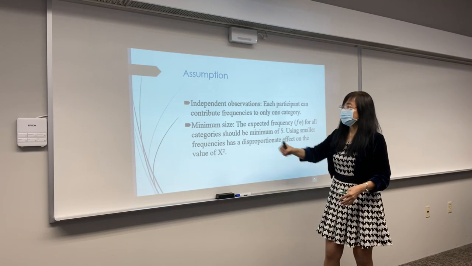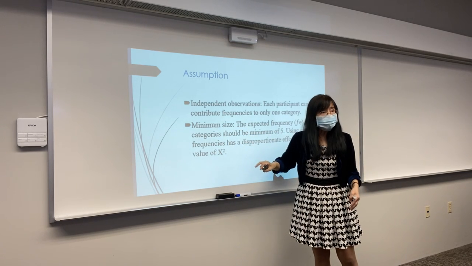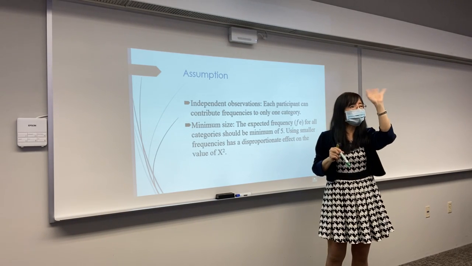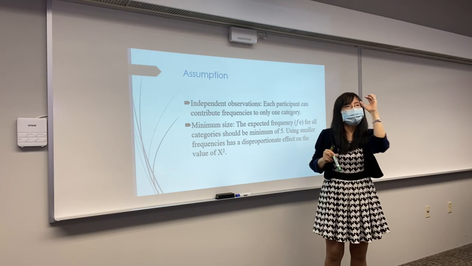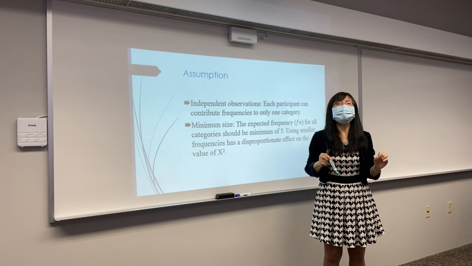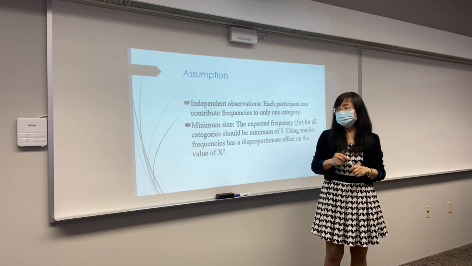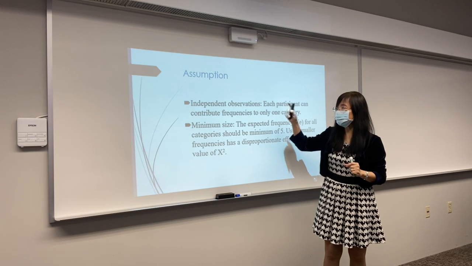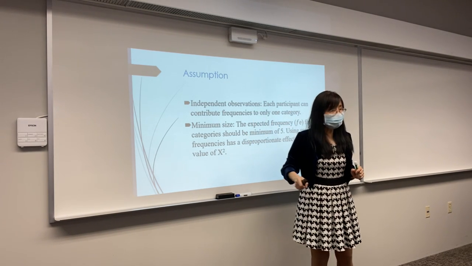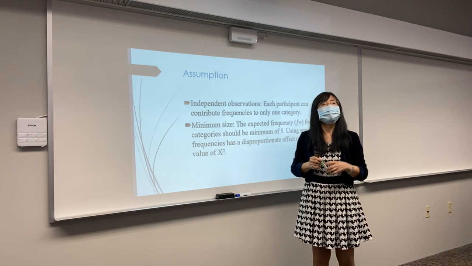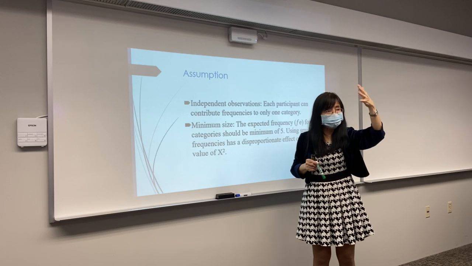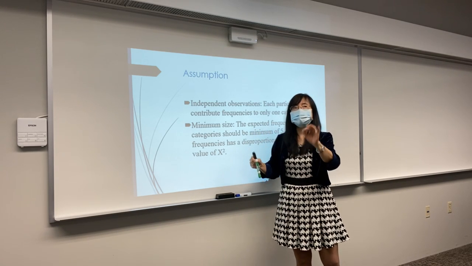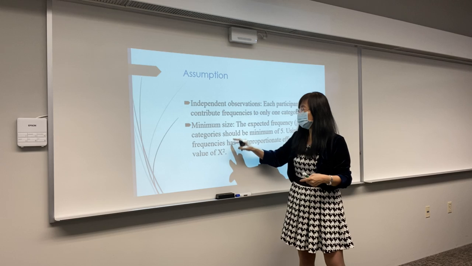Then the minimum size for each cell needs to be 5. If you collect the data and run chi-square and you find one cell has only 2, actually chi-square won't allow you to do that. So at least you need 5 in each category, in each group. So that's 2 assumptions. One is they have to be independent. Another is each group has a minimum size of 5 when you collect your data. When you do practice, it's okay to calculate, but when you do research, just make sure you're aware the minimum size is 5.